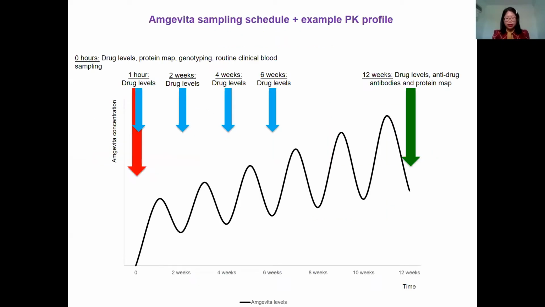This is an example of the sampling schedule for Amgevita. The black line is a simulation of increasing drug levels in a patient's bloodstream as they have more and more doses. And the different coloured arrows are the different time points at which I'm going to take blood samples.